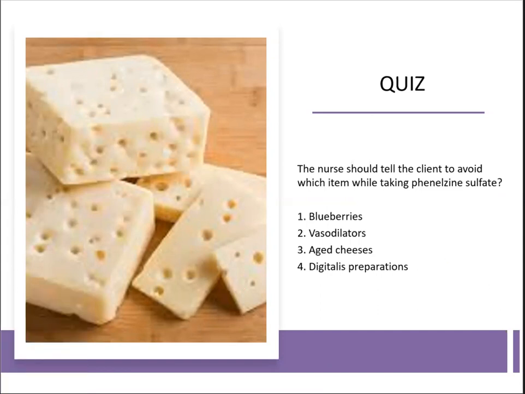And I know that phenelzine sulfate is a monoamine oxidase inhibitor. It is also an antidepressant medication, and the client taking a monoamine oxidase inhibitor needs to avoid foods containing tyramine. Consuming tyramine-containing foods when taking an MAOI can cause hypertensive crisis.